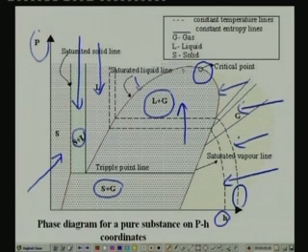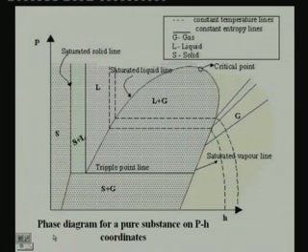There is another important point known as the triple point. As you know, the triple point is a point at which all the three phases, that means solid, liquid and gas, exist in equilibrium. So that point is shown here. So this is the typical pH diagram for a pure substance.